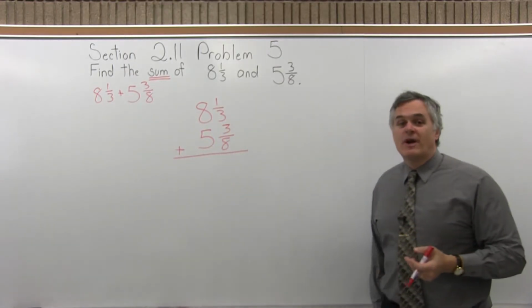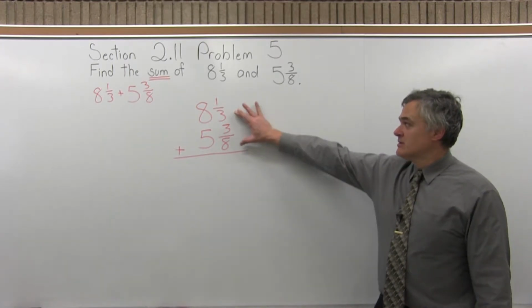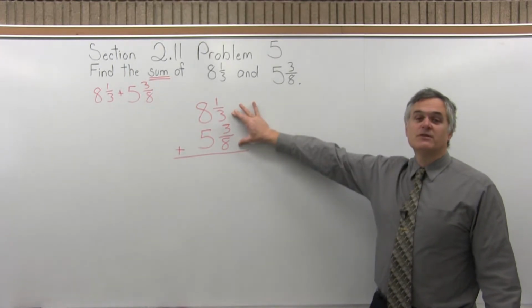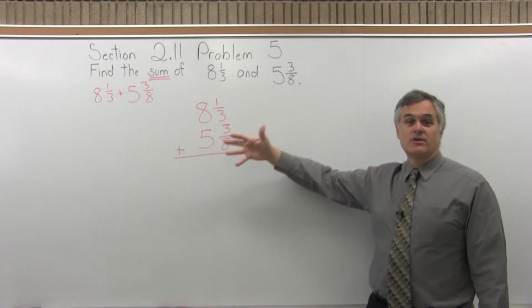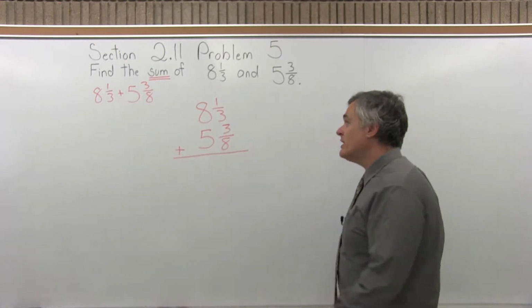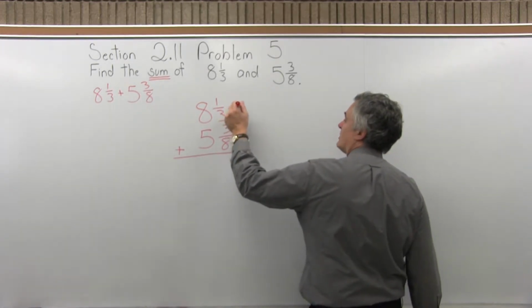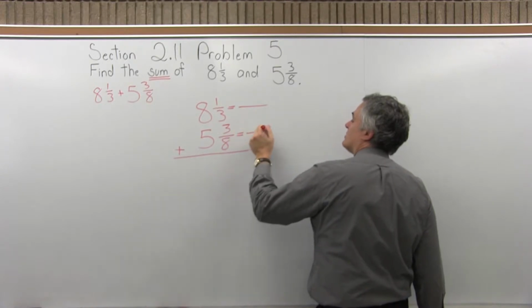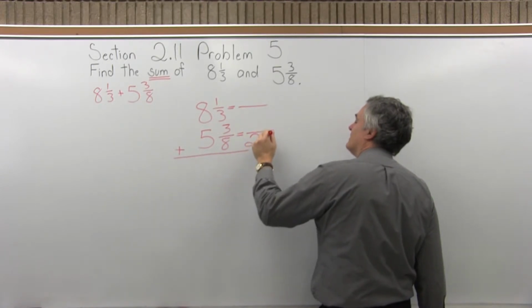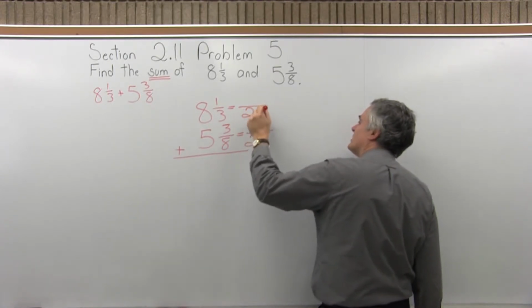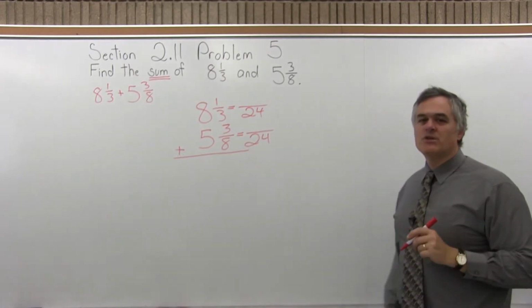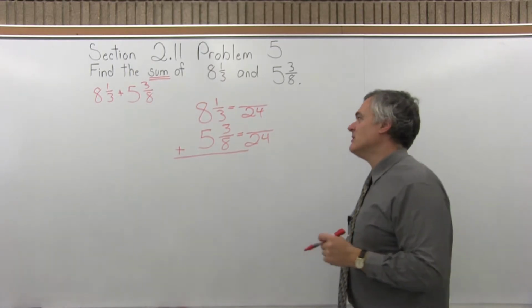Now, in order to add fractions, I need to have a common denominator, so I need to work with the 3 and the 8 and find the smallest value that I can that they both divide into evenly, which would be 24. 3 divides into 24 evenly. 8 also divides into 24 evenly. If it's not the smallest possible value, it'll still work, but the smaller the better. It'll just make it work a little bit easier.